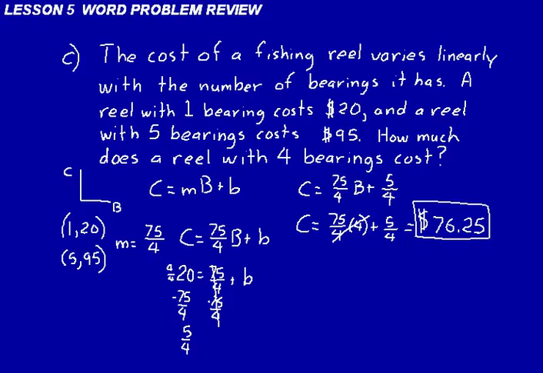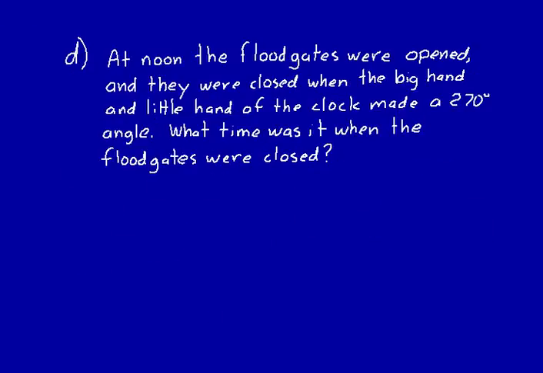A key phrase there was varies linearly. So that kind of gave it away. We could make an equation of a line. Plus, we could kind of see that we had 2 points there in terms of bearings and cost. Takes 2 points to make a line. We wrote down our formula for the equation of a line in terms of cost and bearings, found the slope, found the y-intercept, found the missing cost relative to 4 bearings. Working with linear equations is going to be a really important thing to be able to do well in calculus.